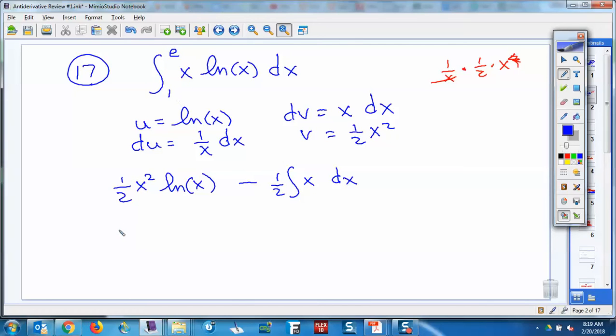So now I'm going to have 1/2 x squared ln x. And then I'm going to have minus, now this will go up to a 2, divide by 2, so that would be 1/4 x squared. And normally I'd put on a plus c, but now I go ahead and put on the 1 and the e, right?